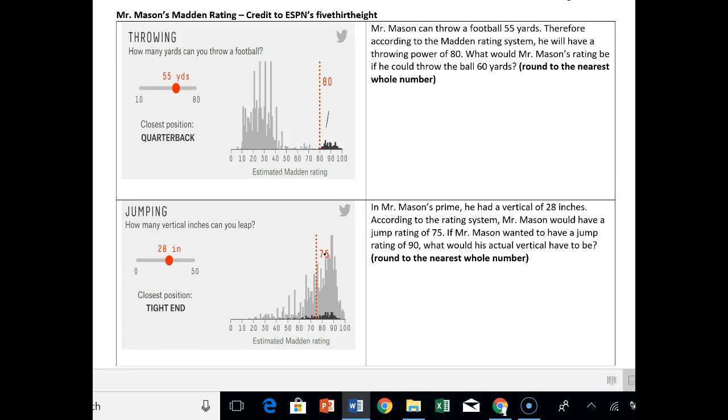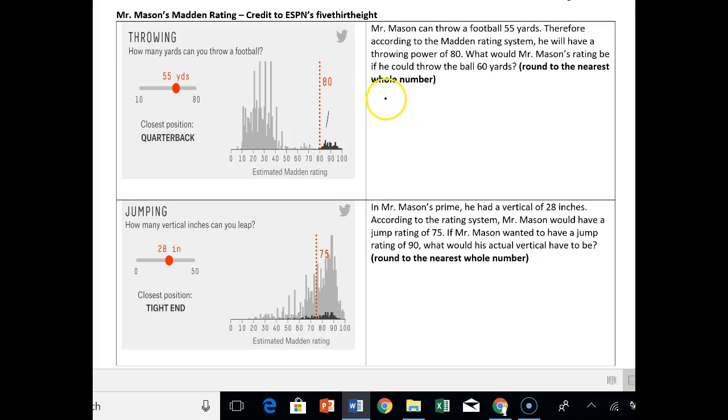We're going to assume that how far you can throw something is proportional to your Madden rating. Now, that doesn't necessarily mean that's how this works, but we're going to assume it's kind of close. So it says Mr. Mason can throw a football 55 yards. Therefore, according to this Madden rating system, he will have a throw power rating of 80. What would Mr. Mason's rating be if he could throw the ball 60 yards? I want you to round to the nearest whole number.